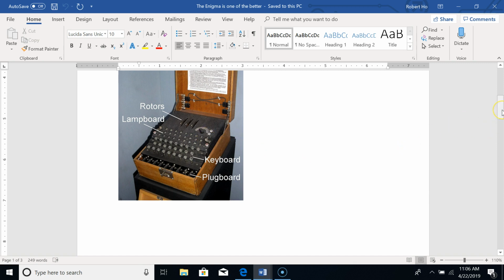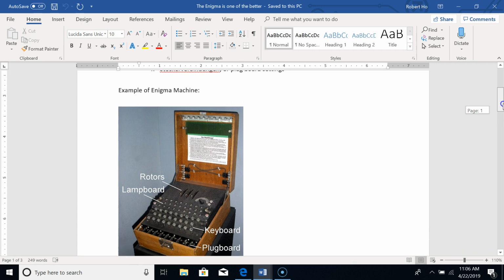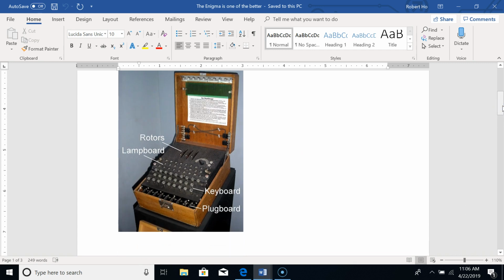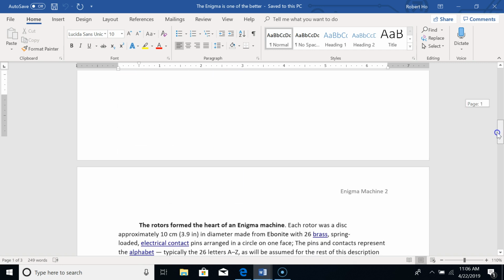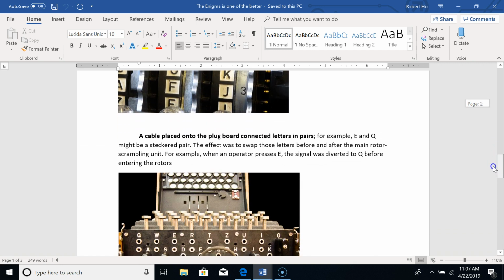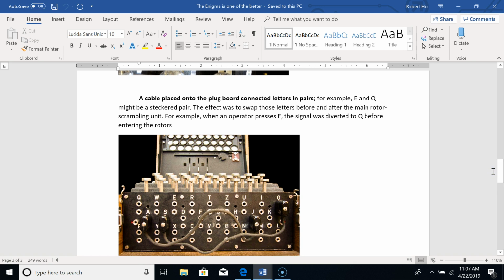But the elements are the rotor, the lamp board, and then the keyboard. This is the keyboard that the user enters. And the last element is called the plug board. What is a plug board? I would like to show you the plug board.